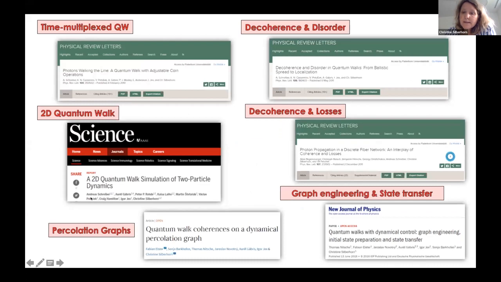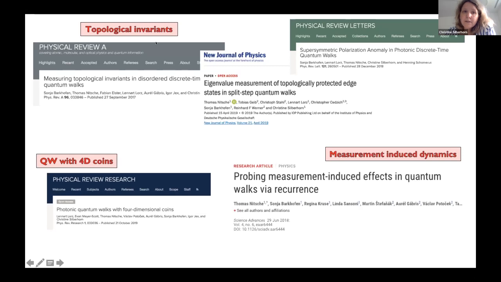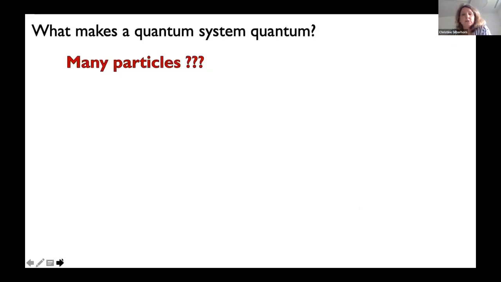We explored that in several experiments over the last 10 years, implementing all kinds of different systems, starting from 2D quantum walks, graph engineering. You can study something like topological invariance, so you can do simulation which is inspired by semiconductor physics. We studied measurement dynamics or also different geometries, graph structures.